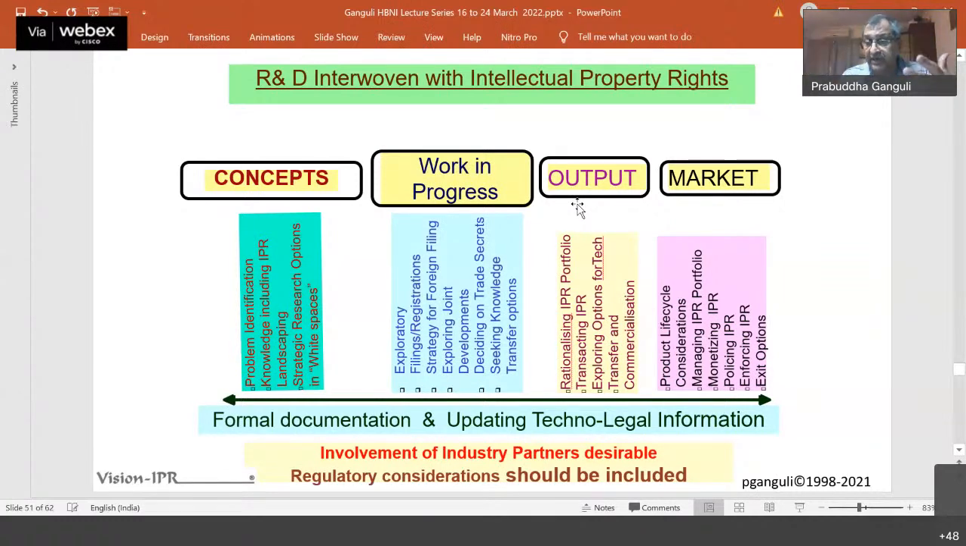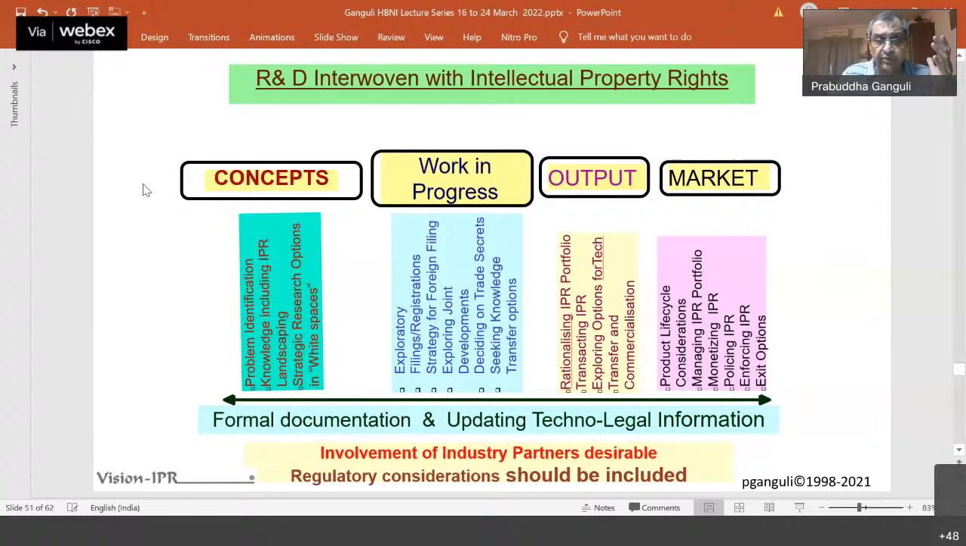And as we go to the market, then somebody else does the marketing. But because there are certain agreements between you and them, you may get certain benefits coming from that as well. So that is something that we need to understand holistically out there. And that's where the entire strategy of IPR with R&D comes in.